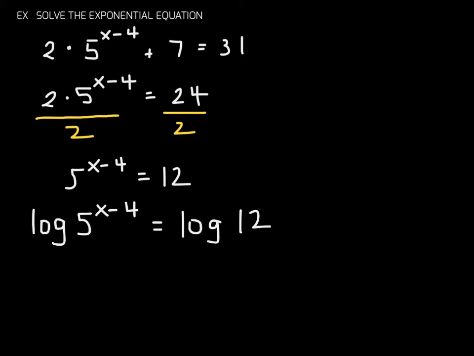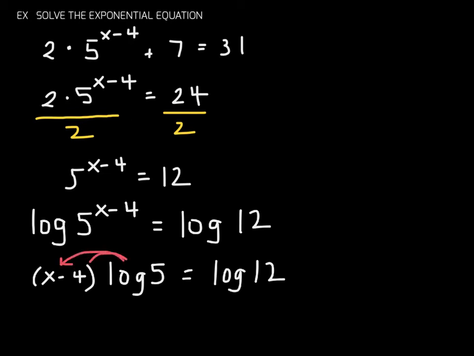Now that I've taken the common log of both sides, you know that the exponent comes down, like this. We can distribute this log 5, which is just a number. You don't have to distribute, by the way. I believe our book at this point just divides both sides by log 5. That's fine as well. So you're going to have x times log 5 minus 4 times log 5 is equal to log of 12.